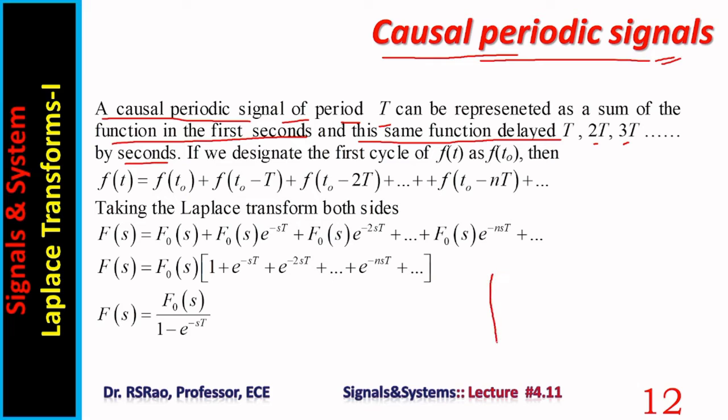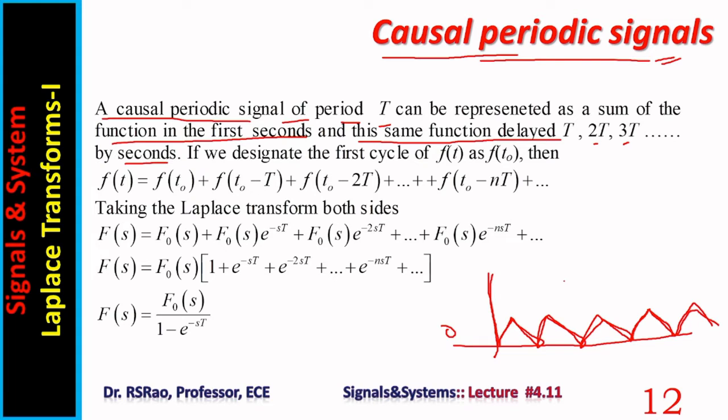I will give an example. With this example, understanding will be good. This is an example of a causal periodic signal. On the negative time side, it is 0. So it is causal, and periodicity is there in the signal, therefore it is periodic, hence it is causal periodic.